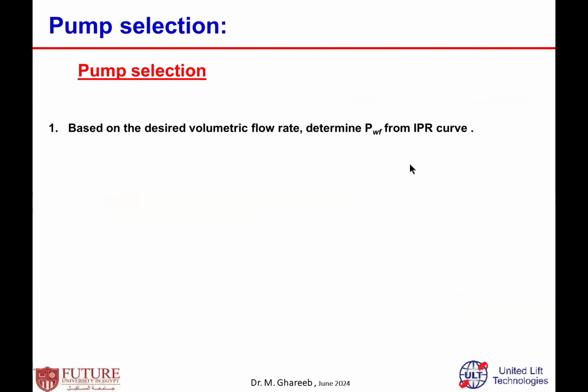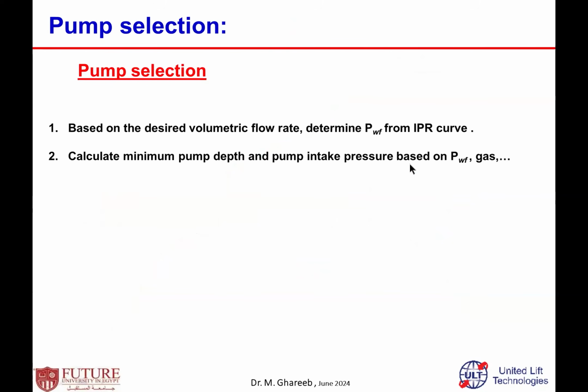Bottom hole pressure is the intake pressure. The difference between intake and discharge pressure is the pressure the pump has to generate. You have to calculate the minimum depth at which to run this pump and so on. This is just the main concept of how to select the pump. After the flow rate and the bottom hole flowing pressure are calculated, you then have to determine where you are setting the pump.